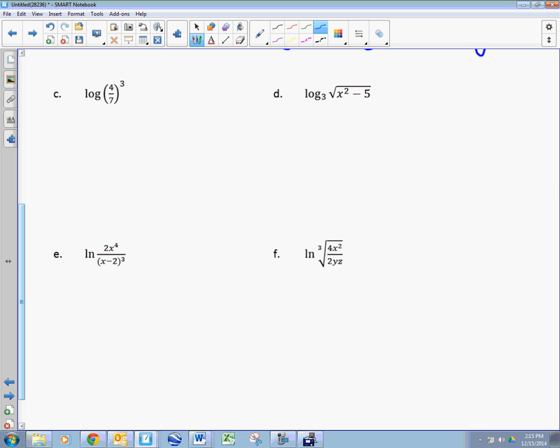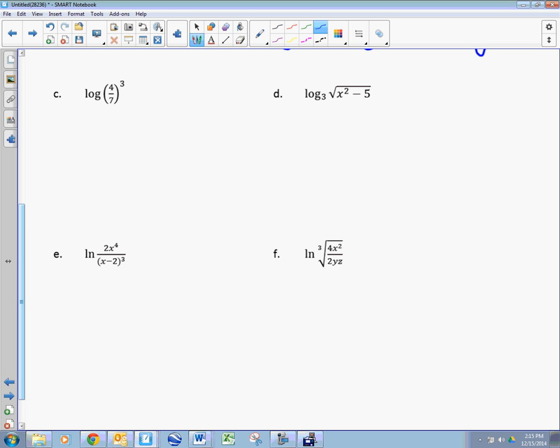undo. So in this situation right here, okay, log of 4 over 7 to the 3rd power. Do you first take 4 divided by 7, or do you take 4 to the 3rd, then divide it by 7? What do you do first? 4 divided by 7, then you take it to the 3rd power. So the last thing you did was raise it to a power, correct? Therefore, that is the first thing you will undo.